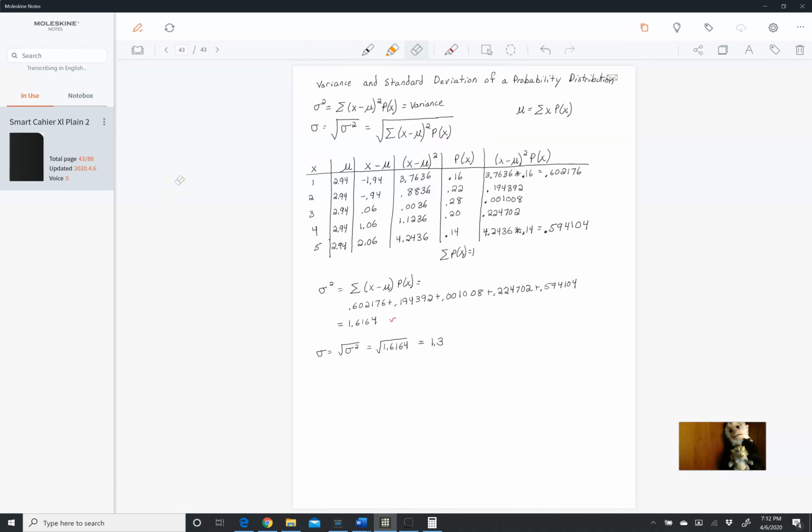This is variance. This is standard deviation. And again, it just tells us what the spread of the data is, where the average distance from the mean is 1.3. That's what it's telling us. And that's it for this one. So this is everything that you need to know about probability distributions. Again, it's so similar to all of the things that we have already done.